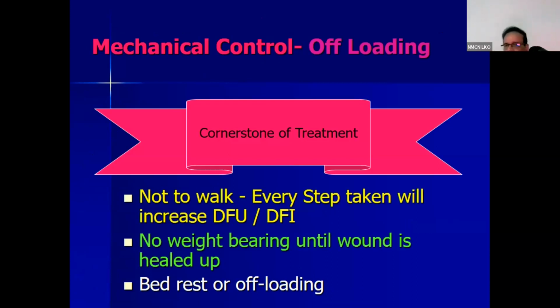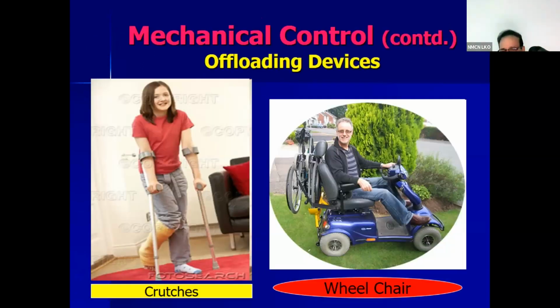Now we move to the mechanical control, offloading. As I told you last time also, the patient should not walk, because the more he walks, the more pressure he is going to put on the diabetic foot ulcer, which will lead to a further increase in the infection. So the offloading may be in the form of complete bed rest, or one can use crutches or a wheelchair.